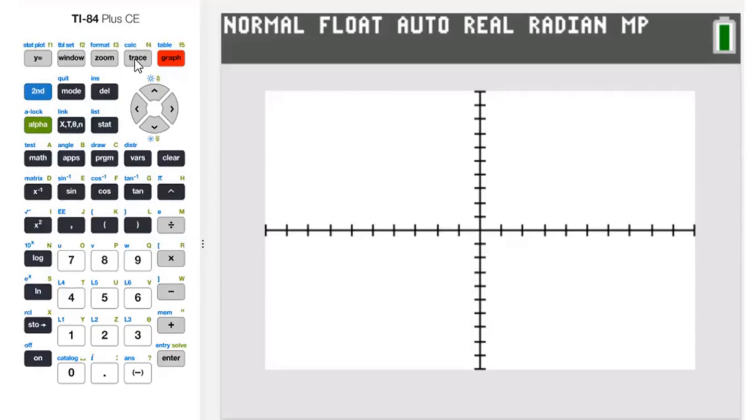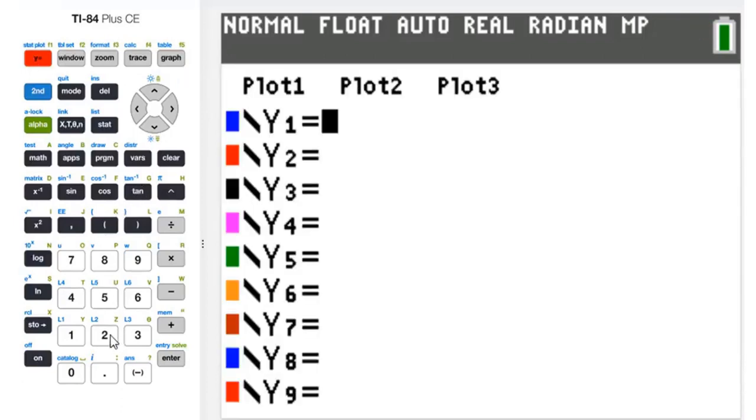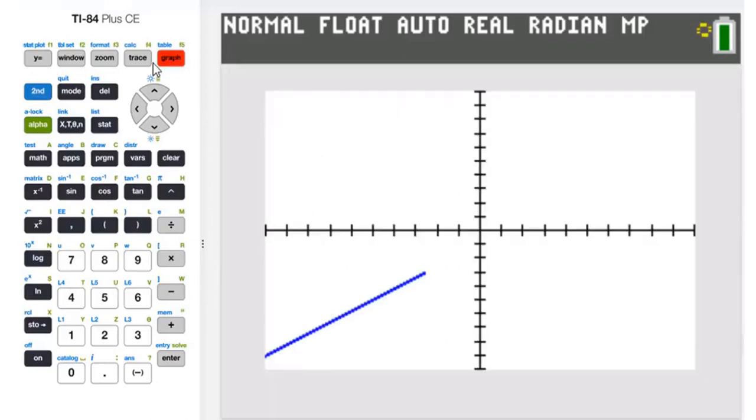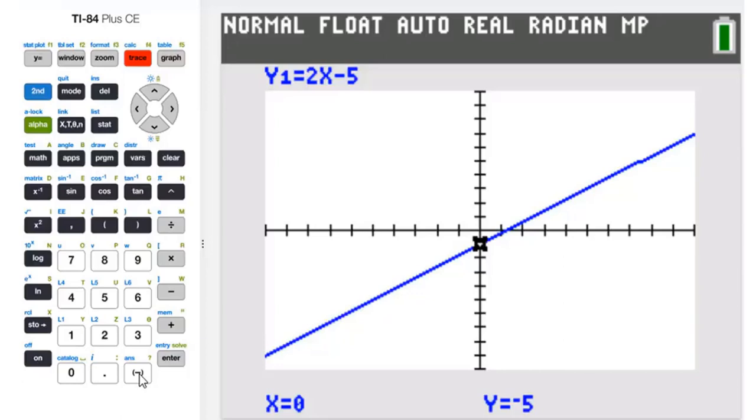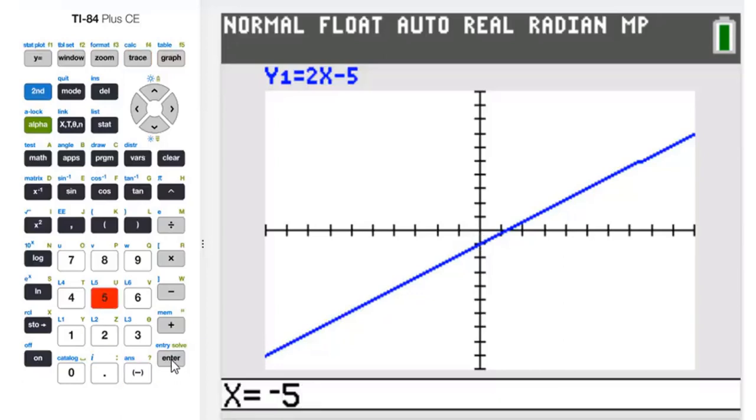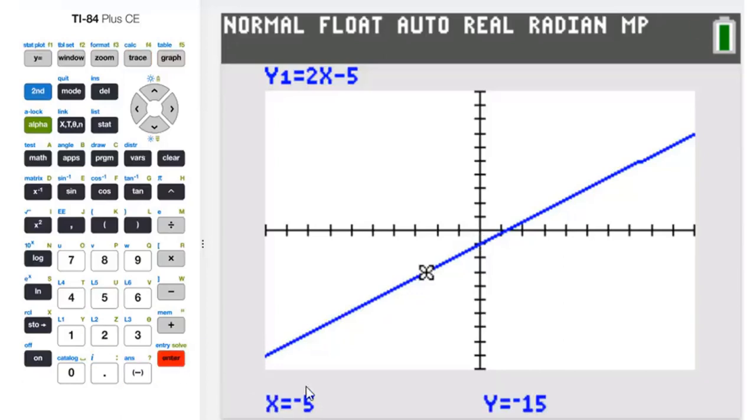Let's look at the trace button. If you have a graph like 2x minus 5, then when you press graph, that's a linear function. Then I press trace. I can put in like -5. So you get x equals -5, y equals -15. They show you these coordinates on the graph.